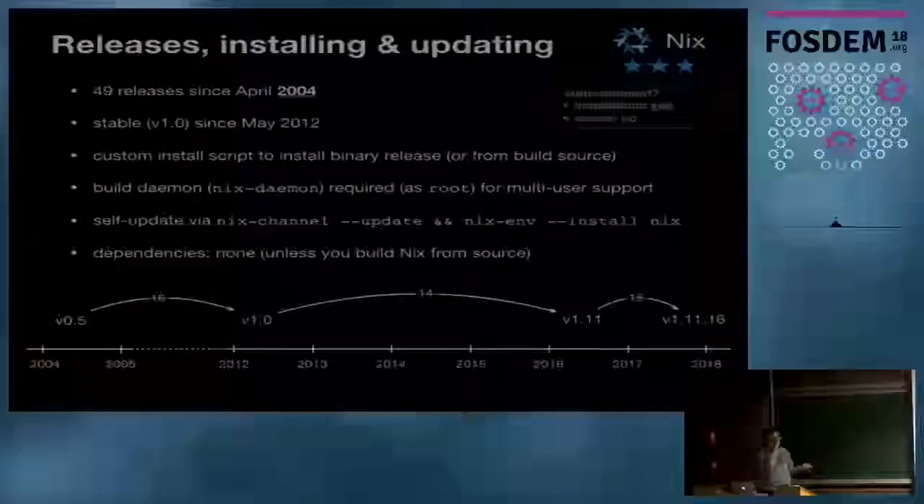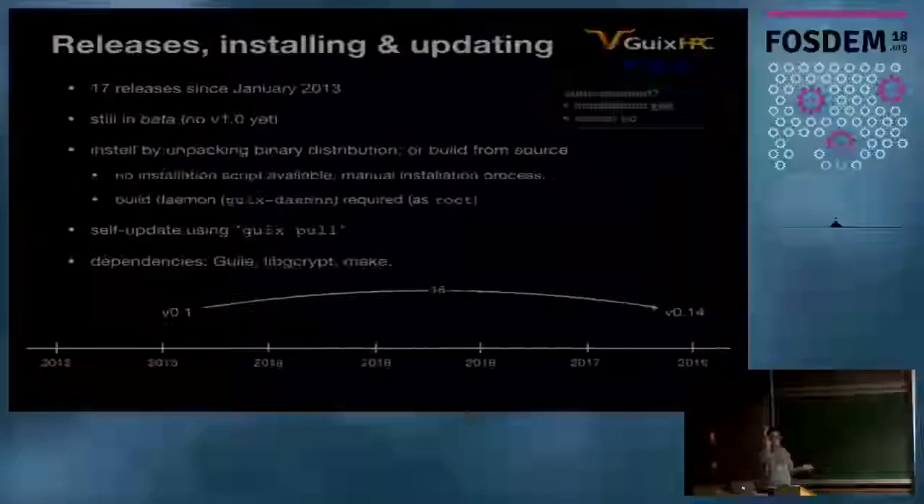Guix is more recent than Nix. It's no 1.0 yet, so still in beta. But it does a lot of the stuff that Nix does too. That says actually not true anymore. It says no installation script available. They fixed that thanks to seeing the draft of my talk. So that triggered that. That's good. Self-update support, and it has some minimal dependencies.